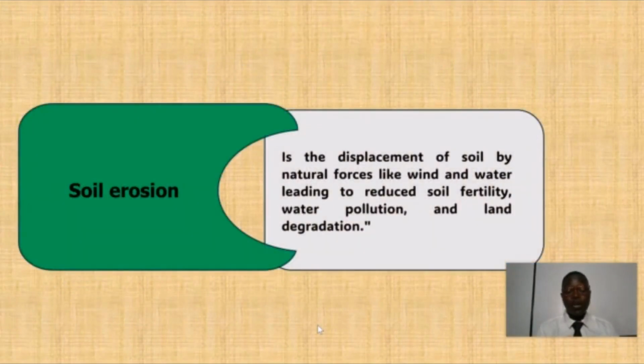Well, soil erosion is the displacement of soil particles by natural forces like water and wind. I want you to note that even human activities like mining and construction of buildings usually erode soil. And when this happens, it leads to water pollution, land degradation, and even soil losing its fertility.